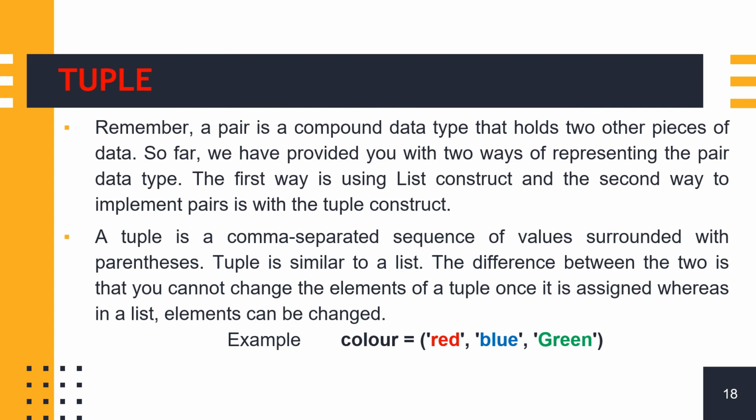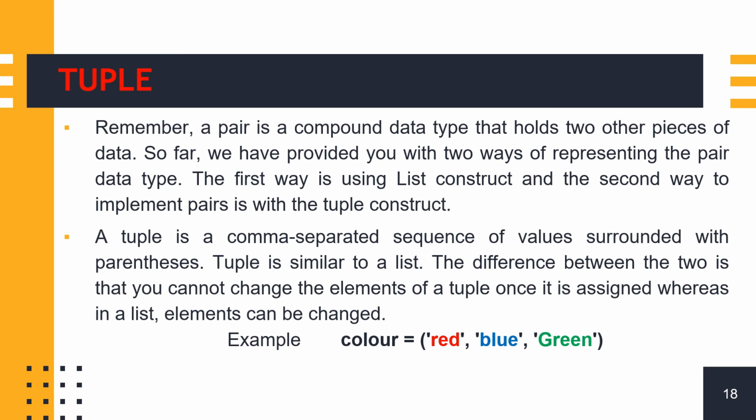Now, remember, a pair is a compound data type that holds two other pieces of data. So far, we have provided you with two ways of representing the pair data type. The first way is using the list construct, and the second way to implement pairs is with the tuple construct. A tuple is a comma separated sequence of values surrounded with parentheses. A tuple is similar to a list. The difference between the two is that you cannot change the elements of a tuple once it is assigned, whereas in a list elements can be changed.